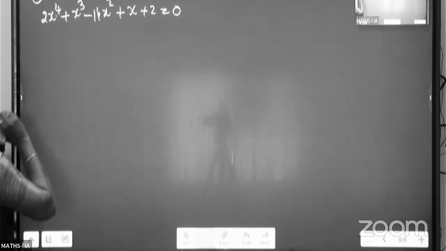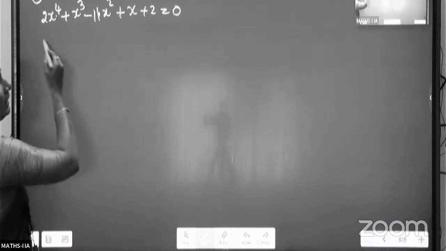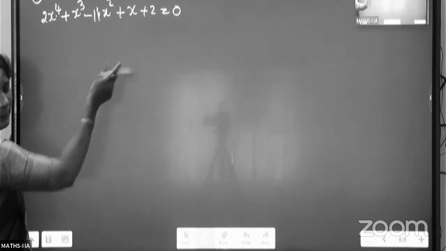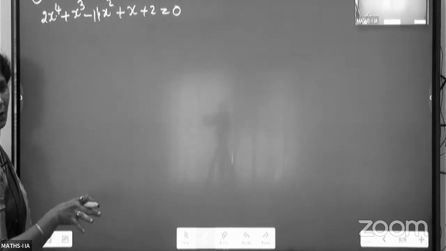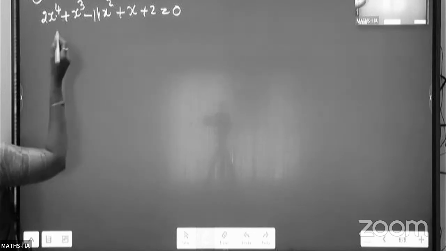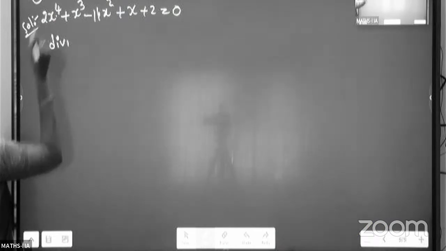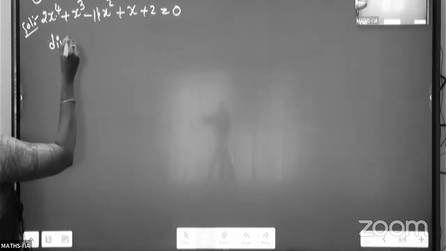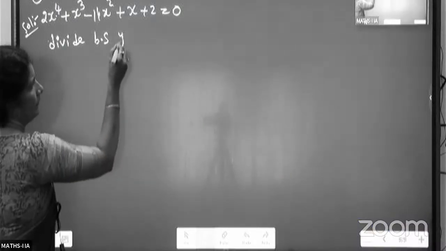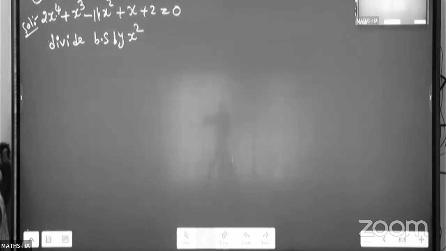Whenever you have a 4th degree equation like this, actually it is called a reciprocal equation. But in this chapter, we don't need the topic of reciprocal equations. Directly, whenever you have a 4th degree equation, divide the entire equation. The solution goes like this: divide both the sides by x square.